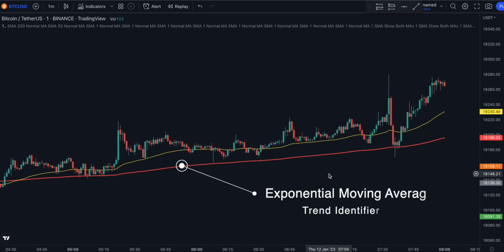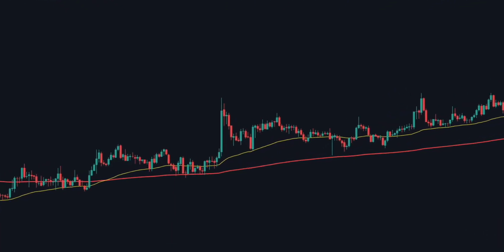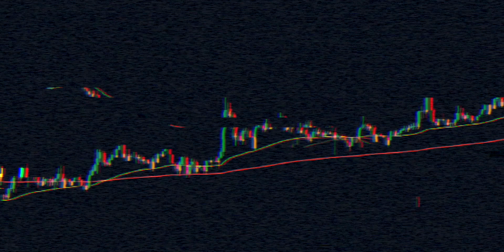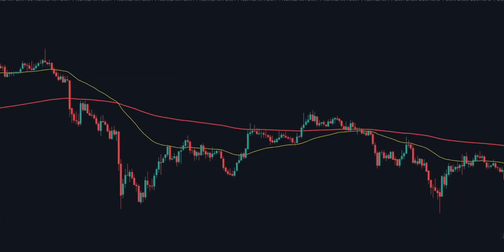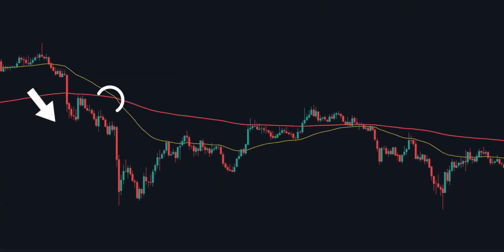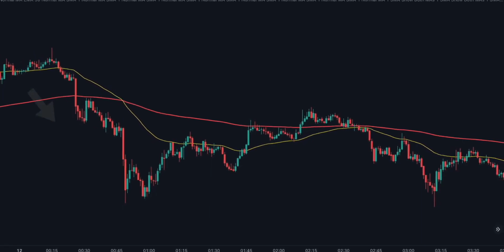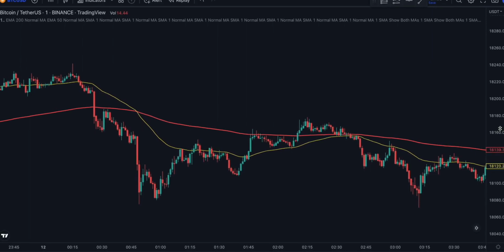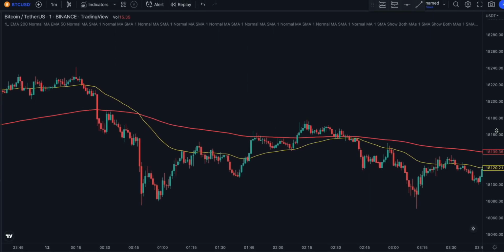The exponential moving averages you see on the chart will determine the long-term trend direction. If the price breaks above the EMAs and the 50 EMA crosses the 200 EMA to the upside, the uptrend is confirmed. During the uptrend, only long positions can be taken. When the price breaks below the moving averages and the 50 EMA crosses the 200 EMA to the downside, the downtrend is confirmed. Make sure to only take short positions during this time.